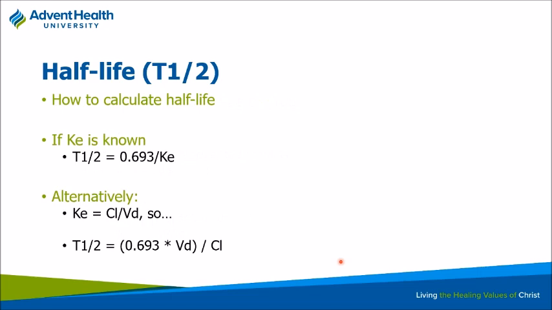So how do we calculate half-life? Well, essentially what we can do, and you don't have to worry about this 0.693 number. Again, I want you to know what the variables are doing here, right?